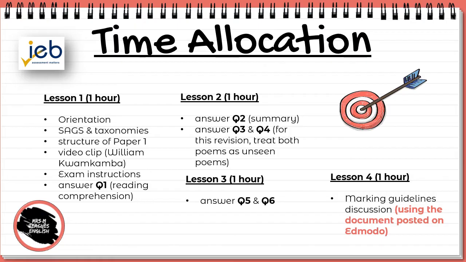In Lesson 2, you'll go over the basics of summary writing before completing the summary question in the provided paper. You'll also complete the 2 poetry questions. In Lesson 3, you'll complete questions 5 and 6, the general language questions. The final lesson will be spent marking your answers using the provided marking guidelines. This will be in the format of a document which you can access on Edmodo. In other words, there won't be a video for that lesson.